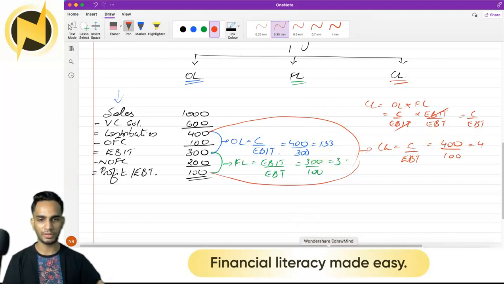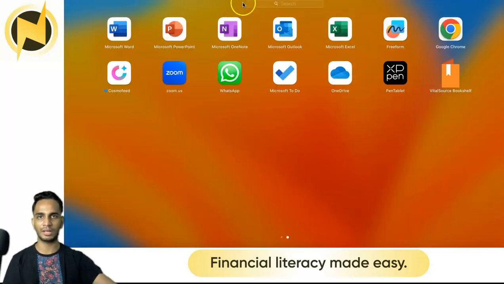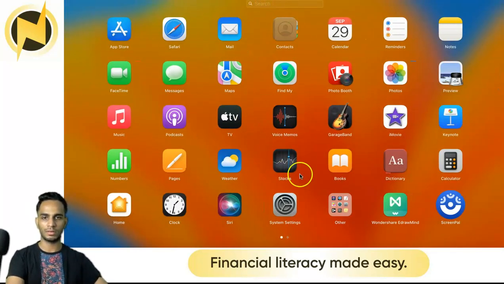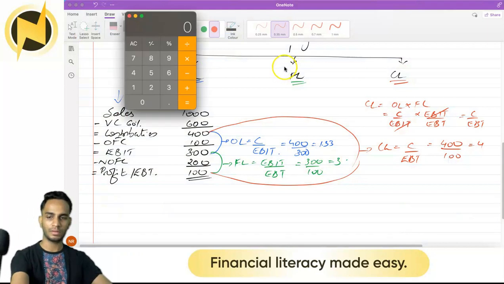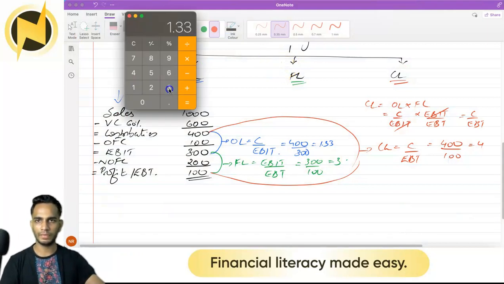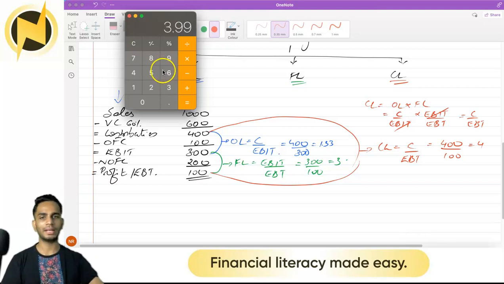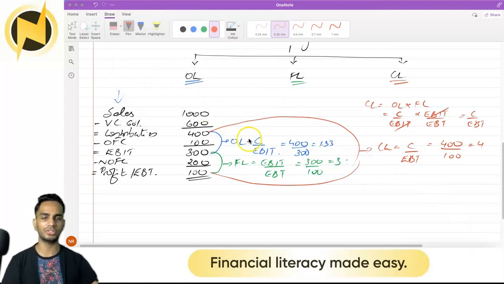let me just get the calculator. 1.33 into 3, correct? 3.99, that's 4. Yes, this is a decimal difference, correct? So combined leverage is nothing but operating leverage into financial leverage. Understood? Basic stuff, right?